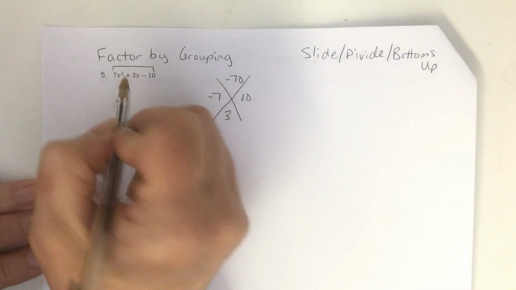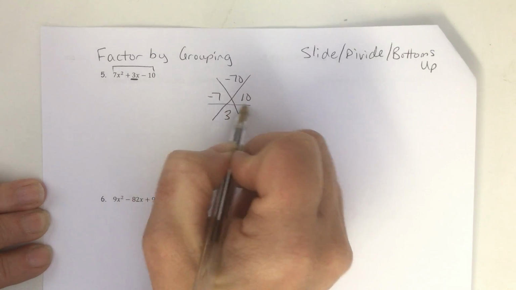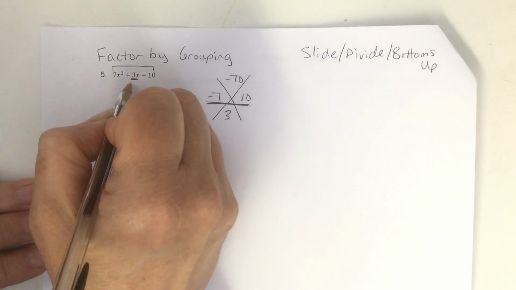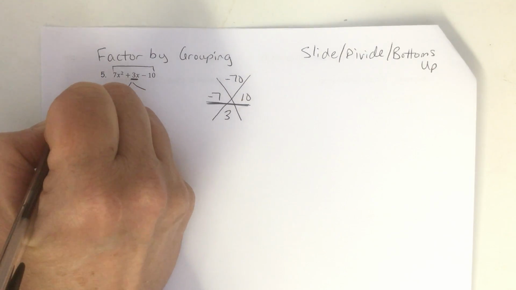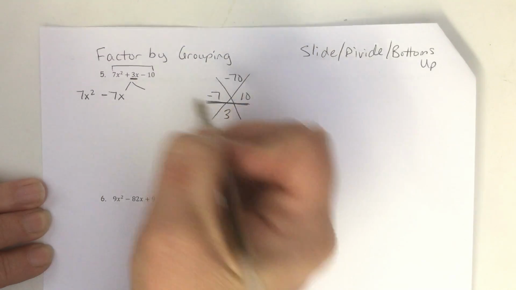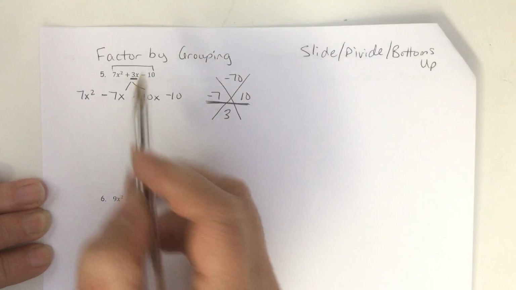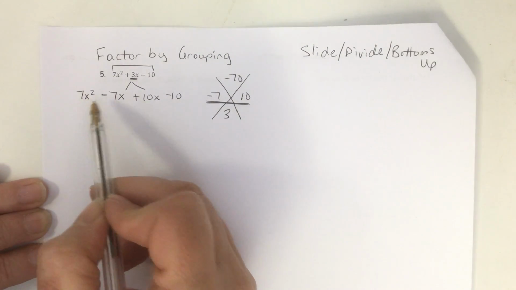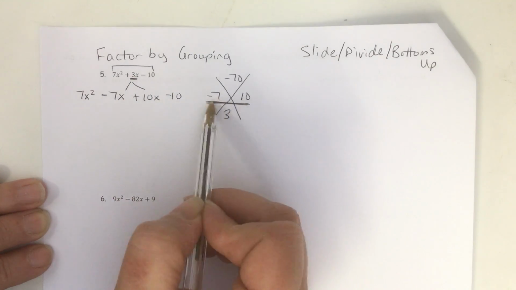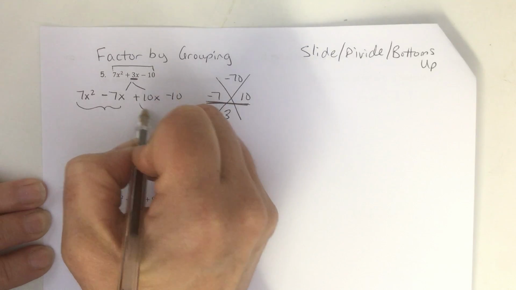Okay, then this is where it's a little bit different. You're going to take this 3x and replace it with negative 7x and 10x. So the 7x squared stays the same, and then you're going to have minus 7x plus 10x, and then the minus 10 stays the same. So the 7x squared comes down, the negative 10 comes down, but the 3x changes to whatever these two numbers are. Then we're going to do something new called factor by grouping.